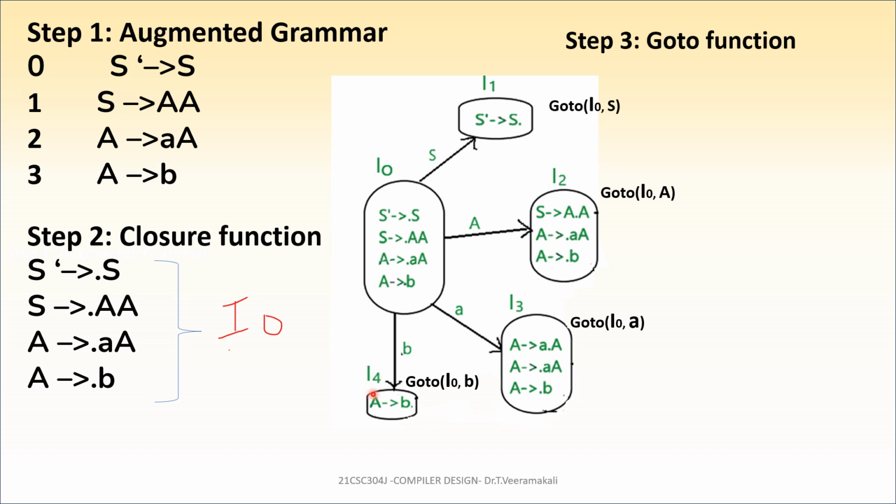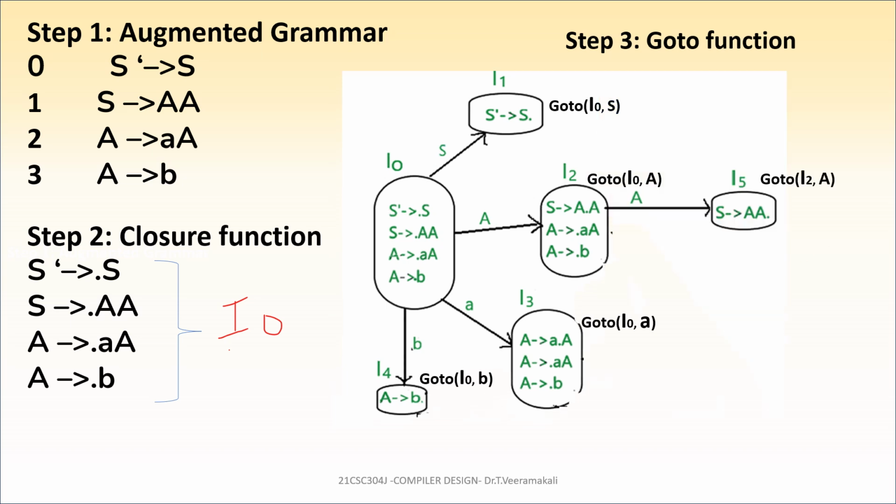If you take this I1 and I4, we don't have any terminal after the dot symbol. So you need not find any new state for I1 as well as I4. But if you see this I2 and I3, we have variables after the dot symbol. So first with I2, we need to find the goto function for A, and we need to find the goto function for small a, and for small b as well.